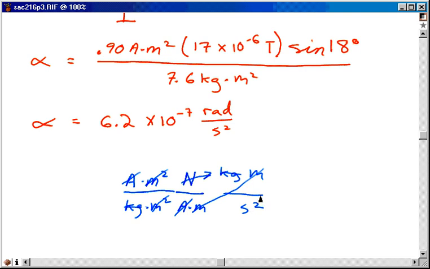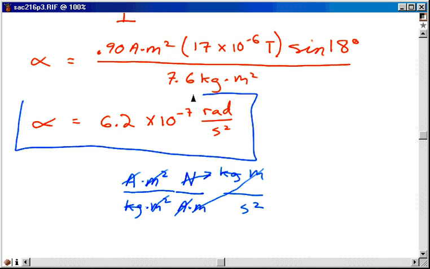And the radian, remember, that's a fraction of a circle. It's not a true unit. Where needed, you can pepper that in with care, and indeed we can just add the radians. The angular acceleration is 6.2 times 10 to the minus 7th, 1 over second squared, which is the same thing as 6.2 times 10 to the minus 7th radians per second squared. And that does it for SAC 216, problem number 3.